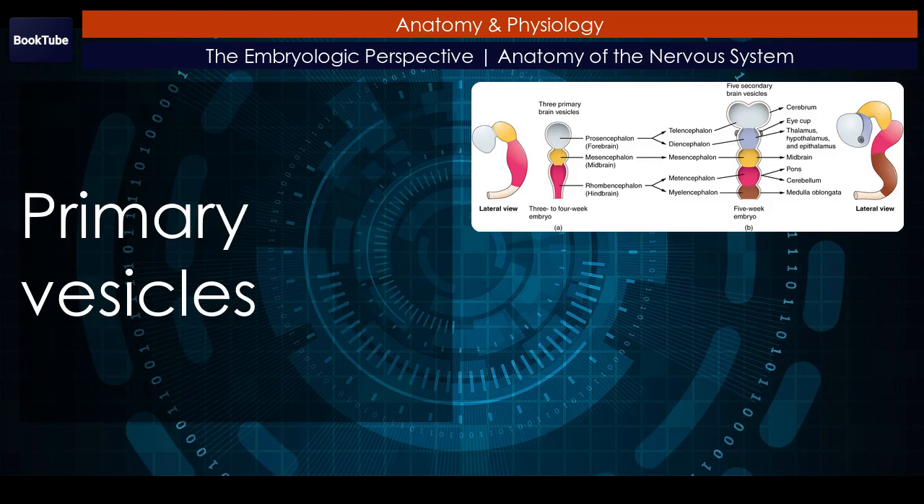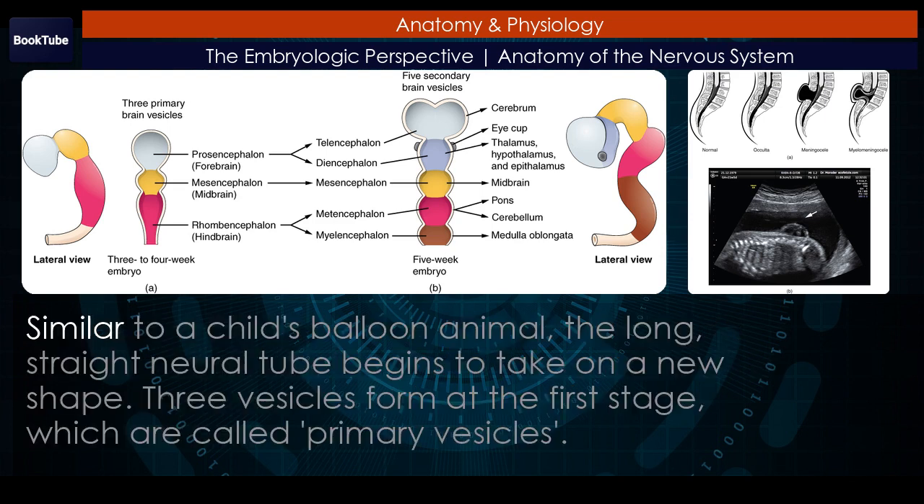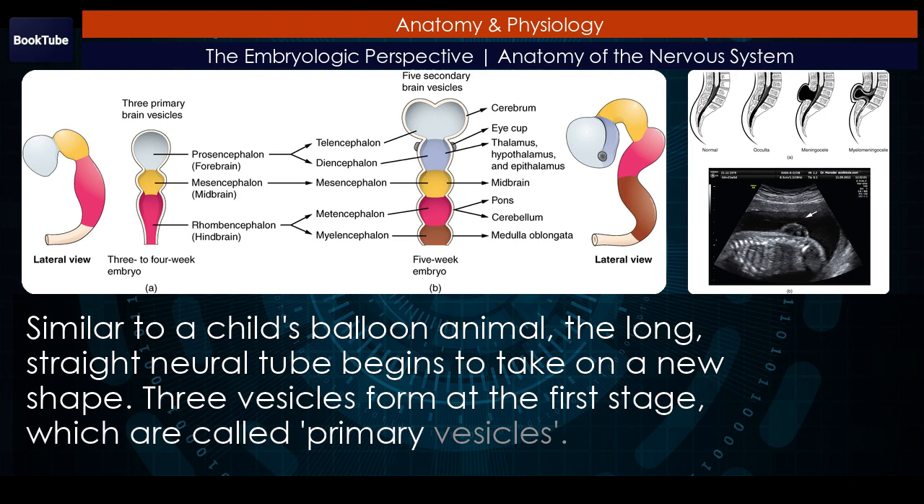Primary vesicles. As the anterior end of the neural tube starts to develop into the brain, it undergoes a couple of enlargements. The result is the production of sac-like vesicles. Similar to a child's balloon animal, the long, straight neural tube begins to take on a new shape. 3 vesicles form at the first stage, which are called primary vesicles.